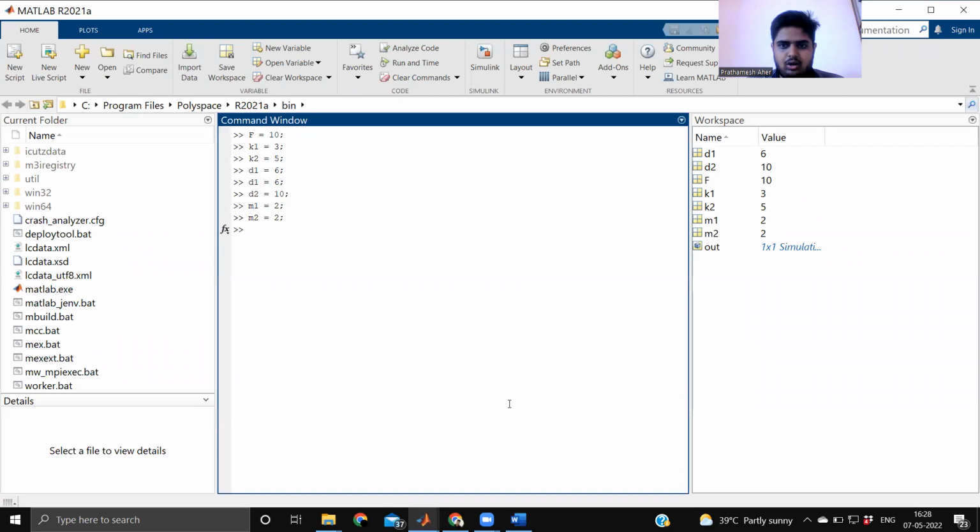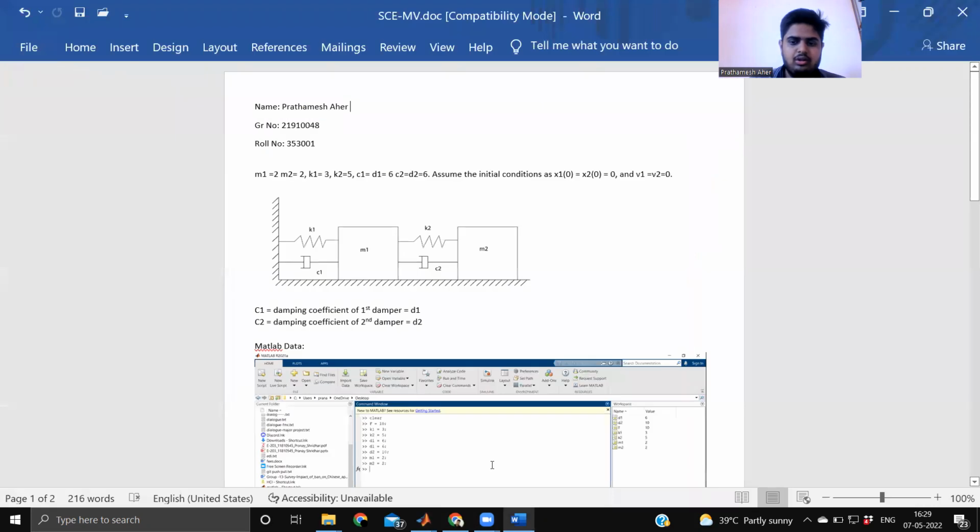And these are all the values for the example. Assume the initial conditions as x1(0) is equal to 2 and x2(0) is equal to 0, and v1 and v2 are equal to 0. This is the diagram used for this example and the other values.